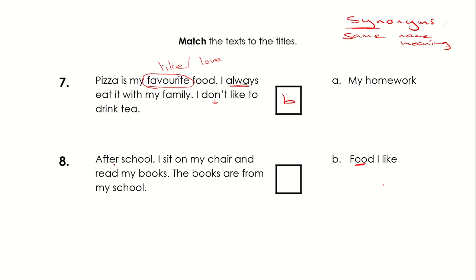Question 8. After school, I sit on my chair and read my books. The books are from my school. It didn't say homework anywhere here. But what book comes from school that you have to read at home? Homework, right? After school you go home. At home you will read your books. That's for home. So that is why the answer is homework.